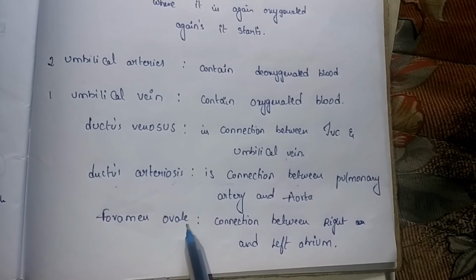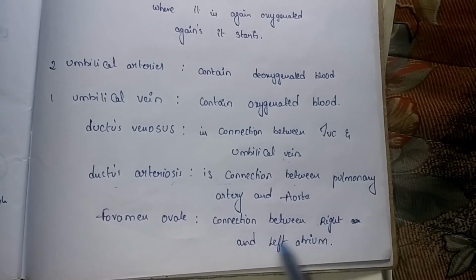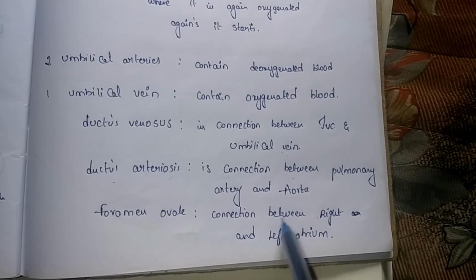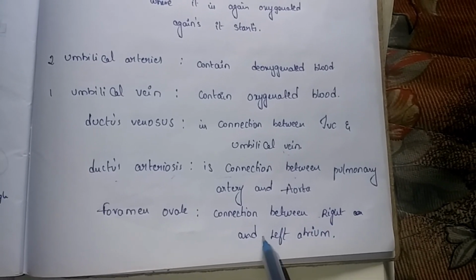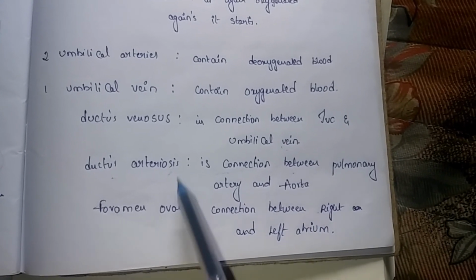Next, the foramen ovale is the connection between the right and left atrium, so the blood is directly shunted from the right atrium to the left atrium. This is called the foramen ovale.